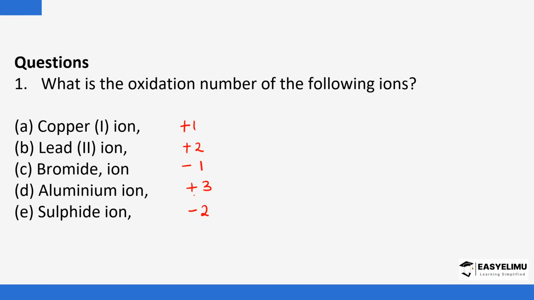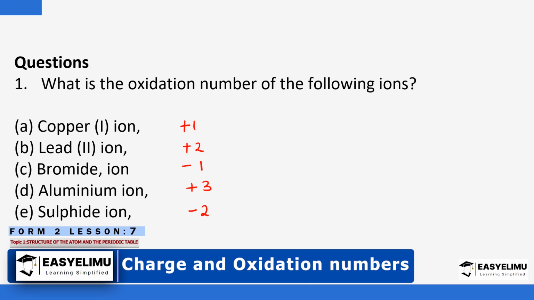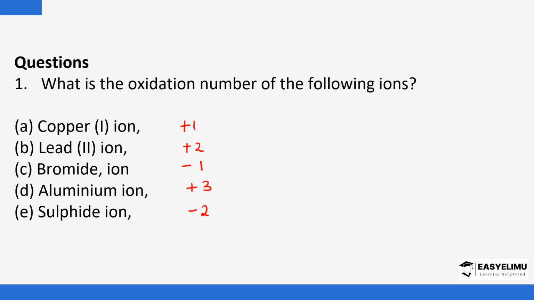So that brings us to the end of the session. I hope you have been able to see the difference between oxidation numbers and charges, and you can be able to distinctively give examples if you are told so. And especially when it comes to the transitional elements, I hope you have been able to see how we can derive the oxidation number from the numbers given in brackets. That brings us to the end.